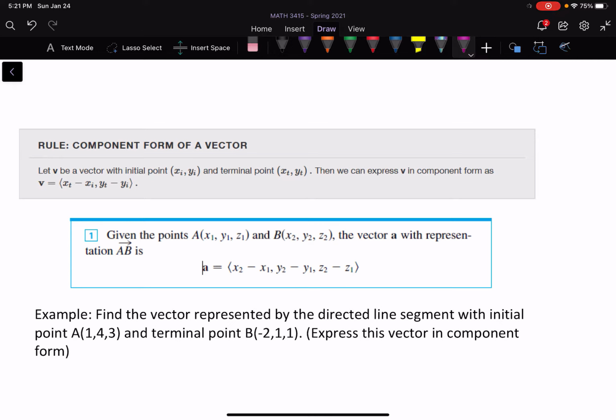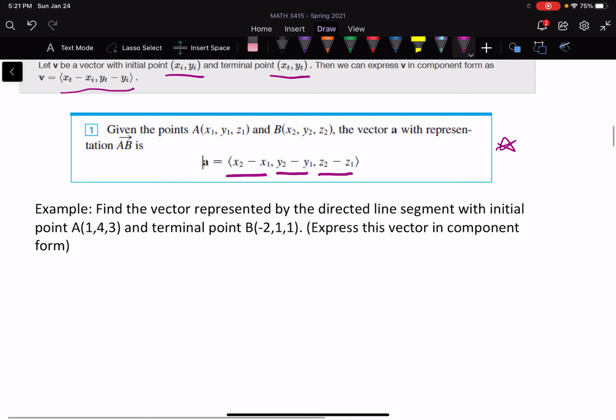If you look at this, it says if you have a vector with initial point xi, yi, and terminal point xt, yt, then the way we can find the component form of the vector is just by doing some subtraction. I like the way this one was written a little bit better. It says given points x1, y1, z1, and x2, y2, z2, then the vector A with representation AB is this. We just subtract the x components, the y components, and the z components, and that gives us the component form of the vector. All right, so let's do an example.